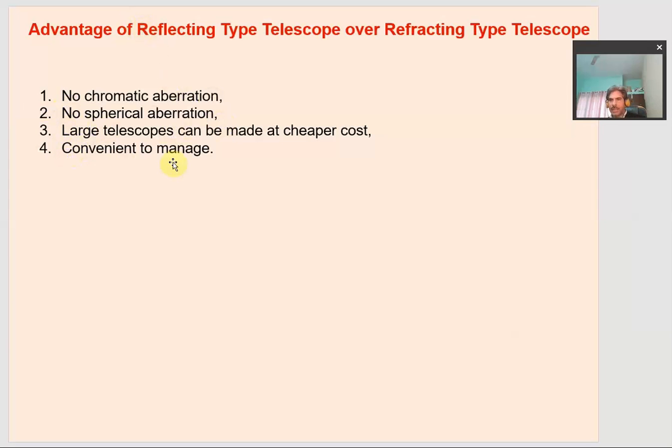In case of refracting type telescopes, where lenses are used for large telescopes, they are very difficult to manage. They become quite heavy, whereas reflecting type telescopes are comparatively not that heavy, and they are easy to manage. So this is about reflecting type telescopes and refracting type telescopes, and the advantages of reflecting type telescopes over refracting type telescopes.